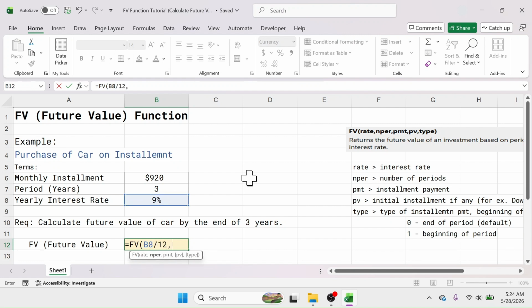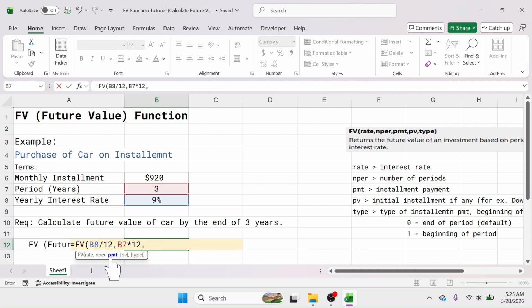Then put a comma. In this NPER, we have to put the number of periods in months. Here it is given in years, so we have to make it months. For that, click on this year, multiply it with 12, then put a comma.